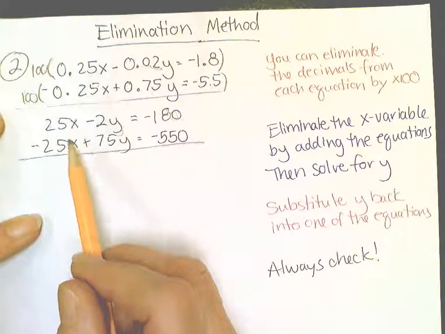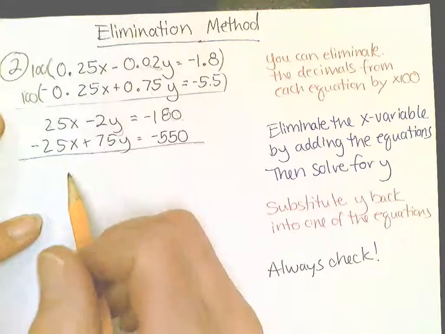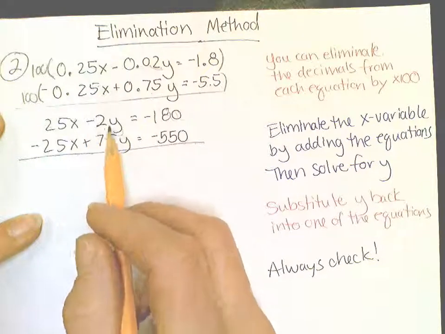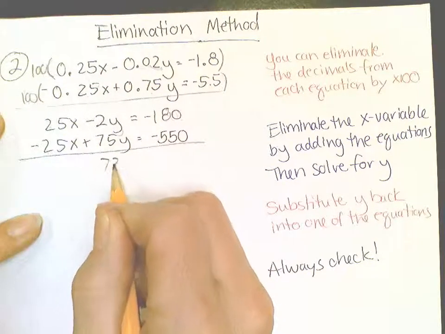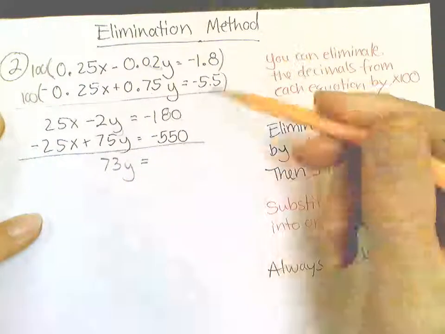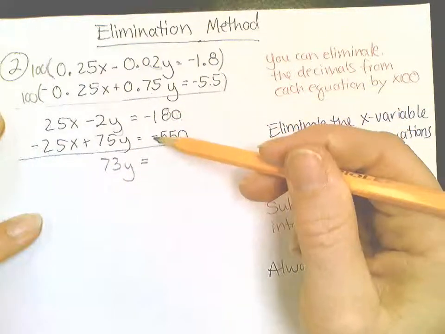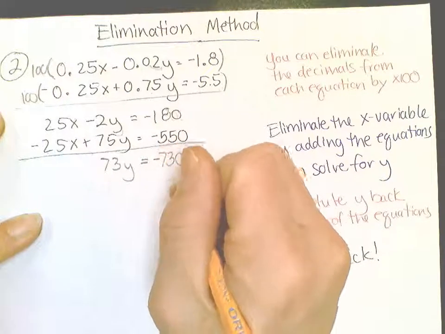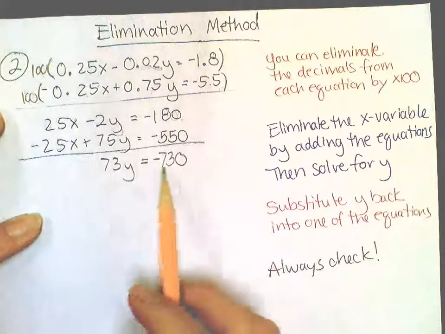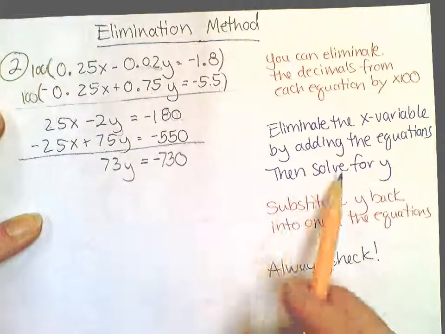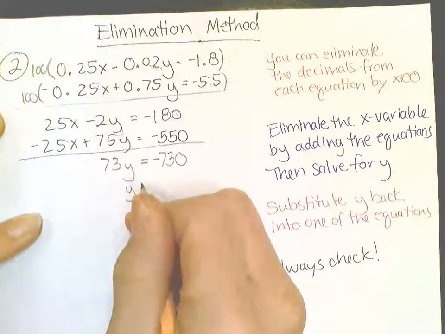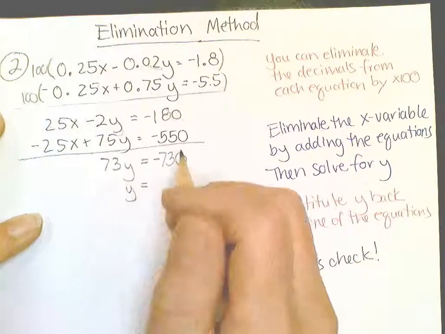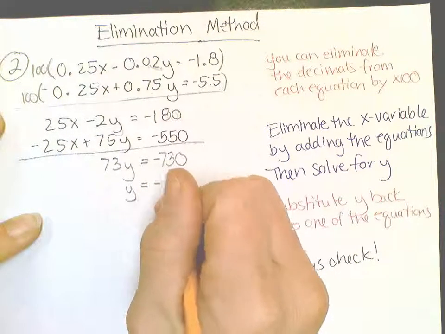So if I add 25x and negative 25x, that's going to be 0. I add 75y and negative 2y, and I'm going to get 73y. And add negative 180 and negative 550, and I'm going to get negative 730. Okay, now I'm down to just a y. I can solve for y, and I'll have that part of the problem. So negative 730 divided by 73 is just going to be negative 10.